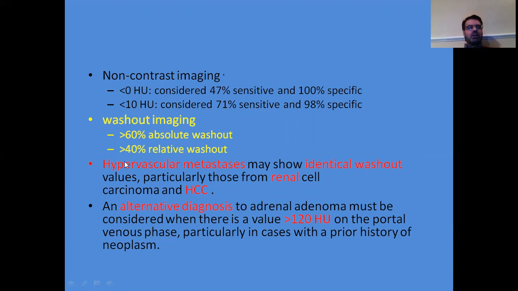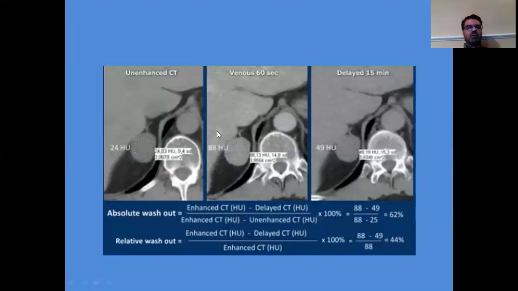This is the most important feature, which is the washout imaging. Anything above 60% absolute washout or more than 40% relative washout is diagnostic of adenomas. Please bear in mind that some hypervascular metastases can show identical washout, and if you see more than 120 Hounsfield units on the portal venous phase, you should consider an alternative diagnosis.